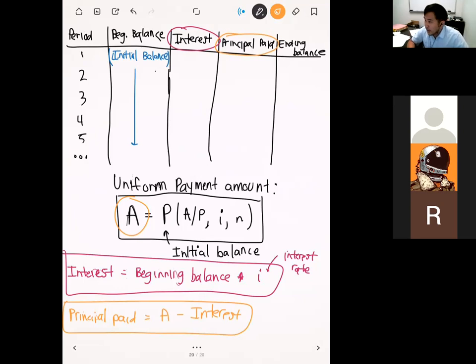And so the way you can think of it is, when you submit your uniform monthly payments each month, a chunk of that is going towards paying whatever the interest is, and then whatever's left is going to be used to actually pay off your loan.